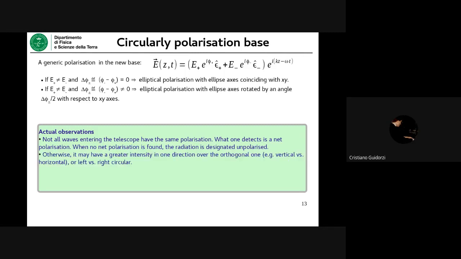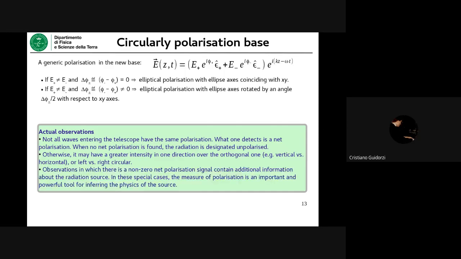When this is not the case, when there is some direction which is preferred for some reason with respect to another one, then even when you consider the superposition of different waves, you're left with a resulting field which keeps memory of the preferred direction. So the electric field will be preferentially directed, will have a larger magnitude along a given direction with respect to another one.